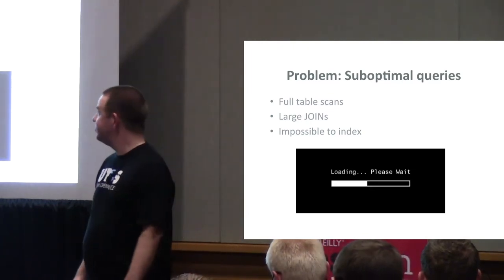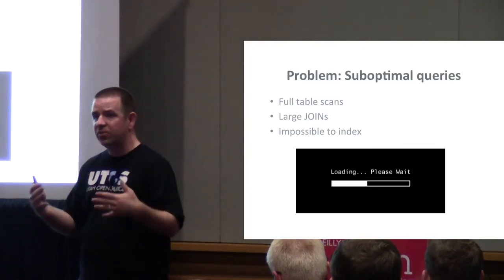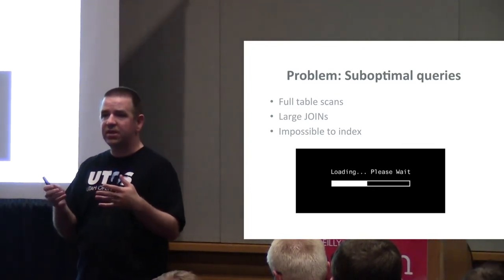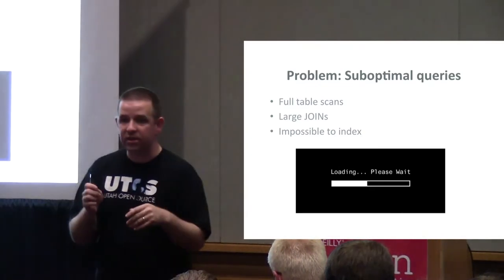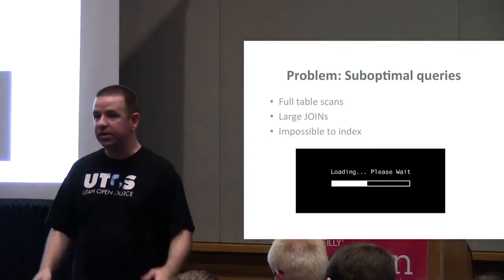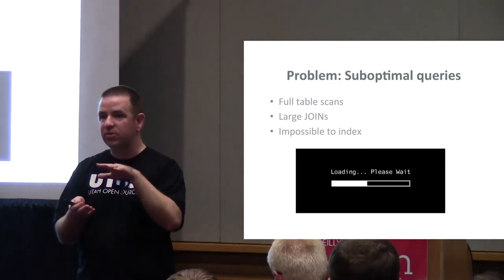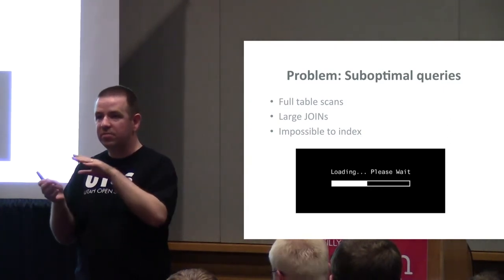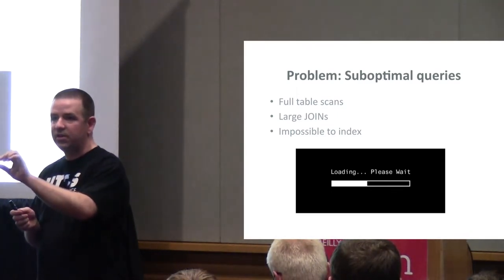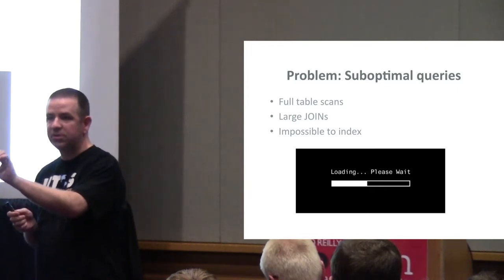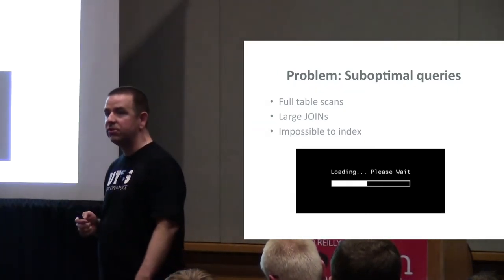Large joins. If you've got lots of tables and you're joining, when you're looking at a join, your first table in the join can have multiple rows returned. But the second table, for each row in that first table, if that doesn't map to a single row in your second table, then you're probably doing something wrong.